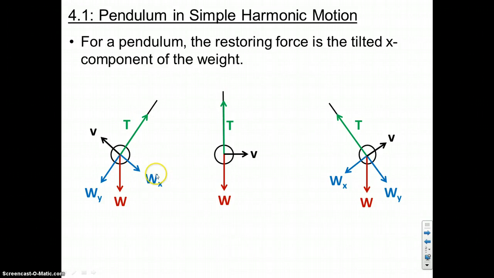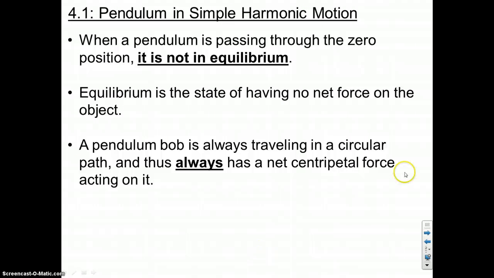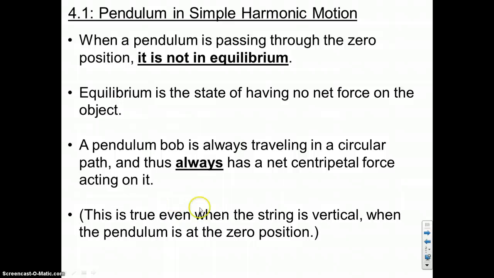So when the bob is displaced to the left, the restoring force pulls inward to the right. If the bob is displaced to the right, the restoring force pulls in to the left. Wx is left. So again, just like in the previous situation, the displacement and the restoring force always point in opposite directions. So these are some notes on why a pendulum passing through the 0 position is not in equilibrium. And the reason is because it's going to be moving in a circular path. Therefore, it has some net centripetal force pulling upward toward the center of the path. Right? This is true when it's in the vertical position, the 0 position.